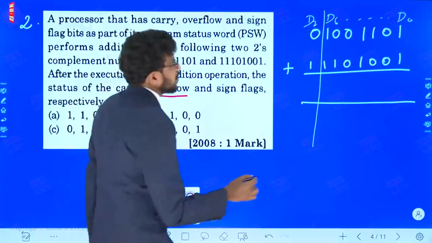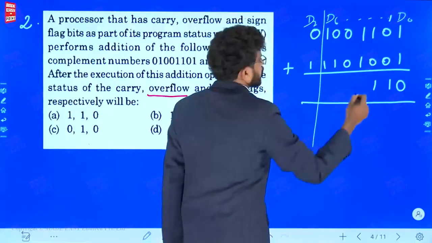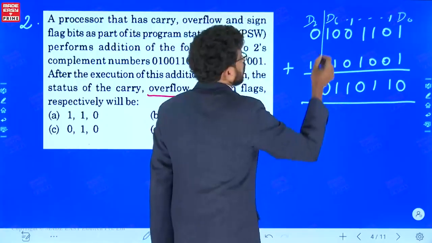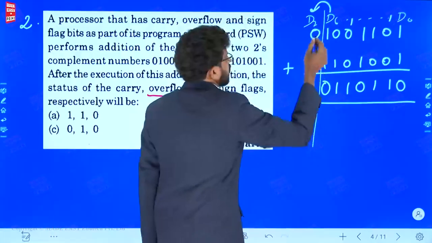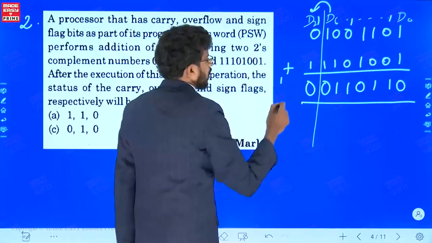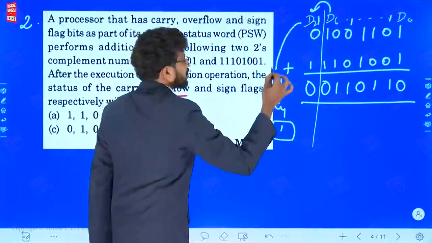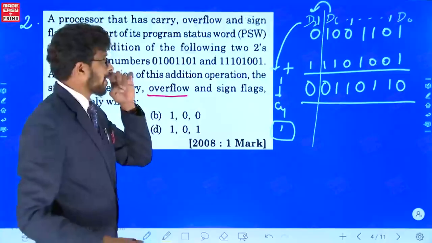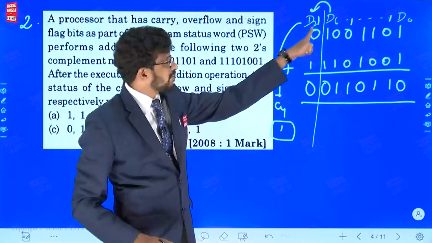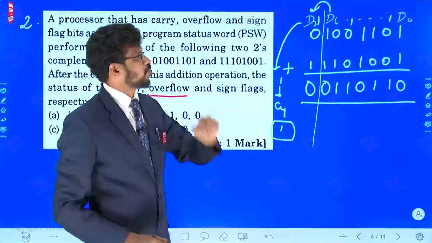So what's the value obtained? 1 plus 1 is 0 with carry 1. Again 1 plus 1 is 0 with carry 1. Then 1 plus 1 is 0, carry from D6 to D7. Therefore, again 1 plus 1 is 0 with carry 1, and hence the carry is 1. You got a carry from D7 out of the MSB. So what is the rule for overflow? Either you should have a carry from D6 to D7 only, or from D7 to the carry flag. Both have occurred. So what is overflow?